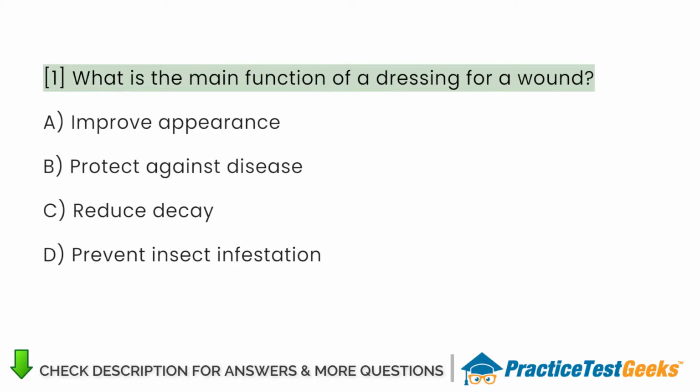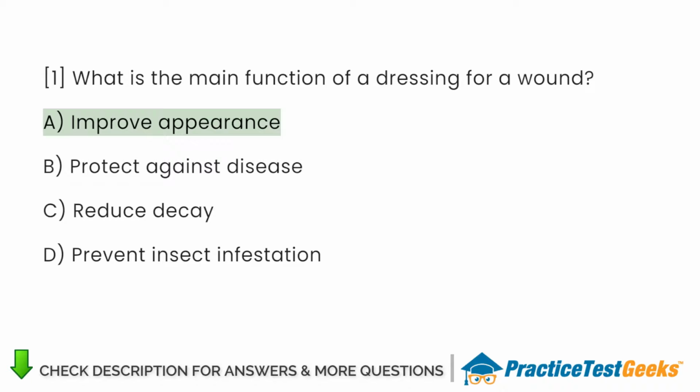What is the main function of a dressing for a wound? A. Improve appearance. B. Protect against disease. C. Reduce decay. D. Prevent insect infestation.